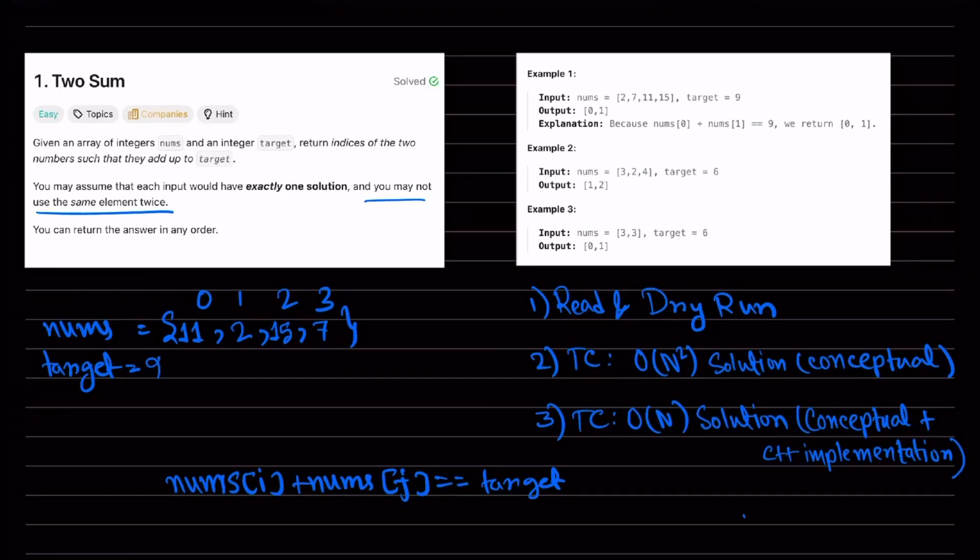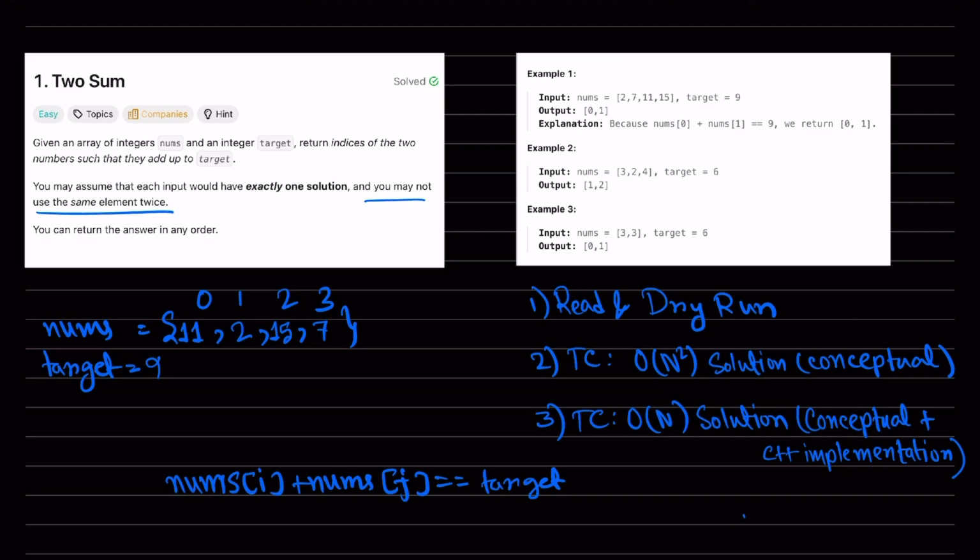Hello everyone, today I'll be solving the two-sum problem. In this video, first I'll read and do a dry run of this problem, and then I will go over the O(n squared) time complexity solution conceptually. Lastly, I'll go over the most optimal solution, which is the O(n) time complexity solution. I'll do both the conceptual and the C++ implementation. So let's get started by reading the problem first.